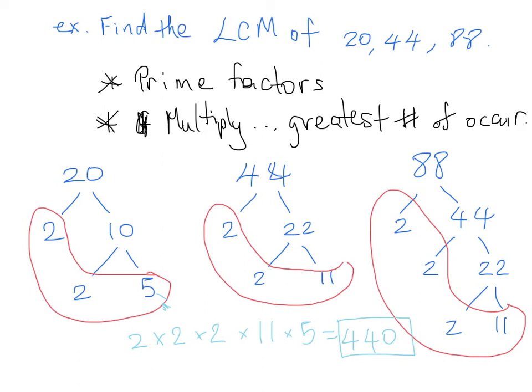So if you ever have a problem where it's hard to see all the multiples and see which one is the lowest, you're going to have to go through this prime factorization process and complete the question this way. But now moving on to the good stuff, where we start introducing some variables.